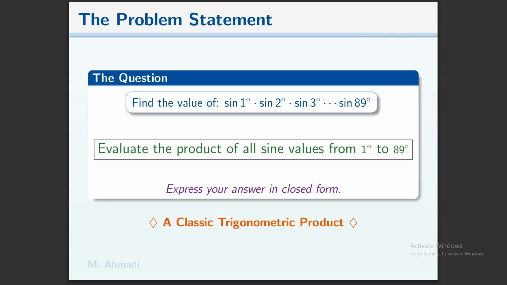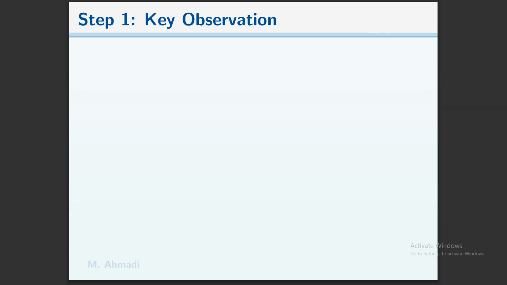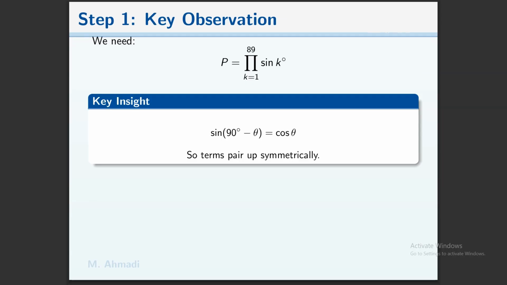Okay, this is a classic problem in trigonometry, and it connects beautifully with some deep ideas about roots of unity and polynomial equations. So the key observation: we need P equal to the product of sine k, for k from 1 to 89. The key insight is the trigonometric identity sine of (90 minus theta) is equal to cosine theta.